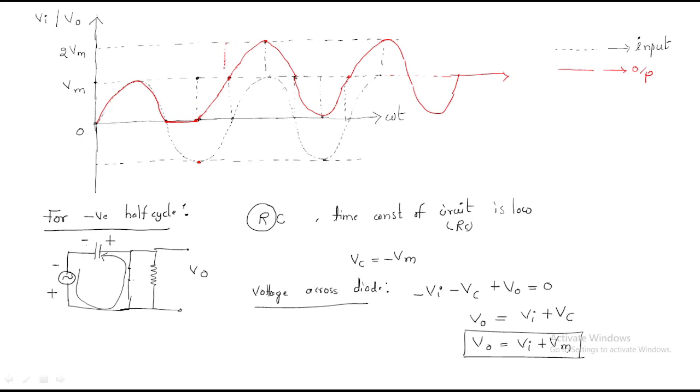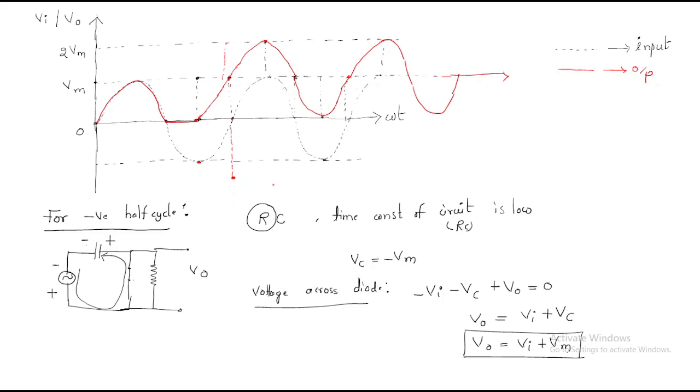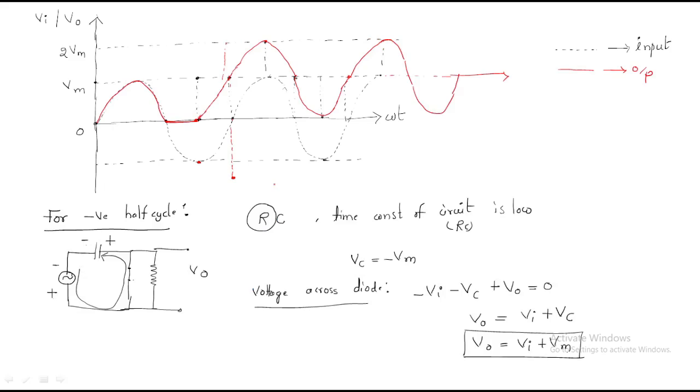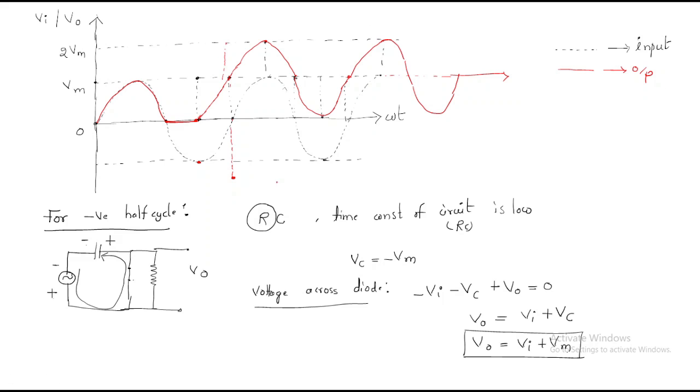So now after this point, this will follow the phenomenon. Always we will consider directly from this point, but inside the circuit the procedure is like this. The diode voltage is always positive, that's why it is always reverse biased and always follows the principle Vd equals Vi plus Vm. That's why it acts as the positive clamper. Okay, the most important thing is RC.